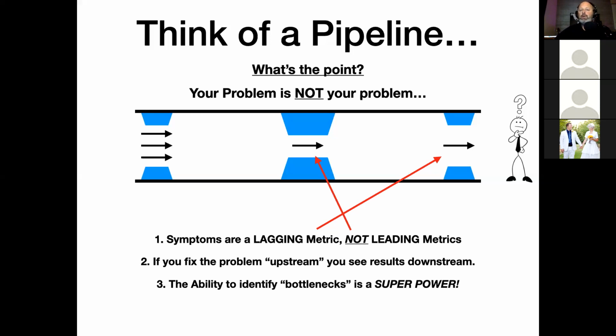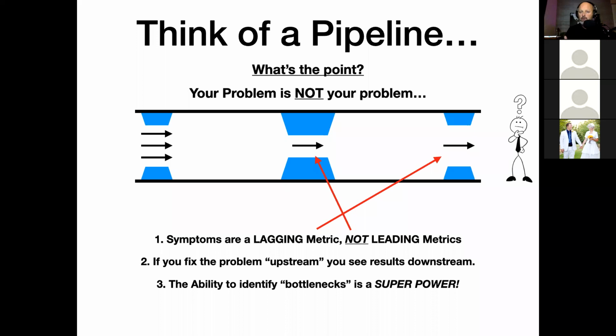Now, the ability to identify bottlenecks is a superpower. If you're new to marketing or to business, you probably don't even know about this. You probably sit down and become confused. You're like that guy at the end of the pipeline: man, we're not making as much revenue. We're not getting as many new patients. Whatever the symptom is, you spend your time confused and confounded by lagging metrics, lagging results, symptoms.